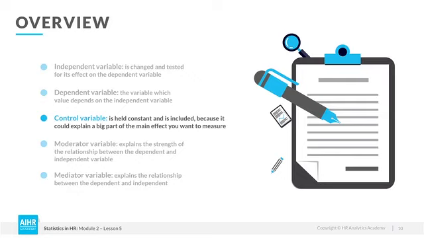And then you have your mediator and moderator variable. Your moderator variable explains the strength of the relationship between the dependent and independent variable. Your mediator causes mediation and can fully or partially explain the relationship between the dependent and the independent variable.